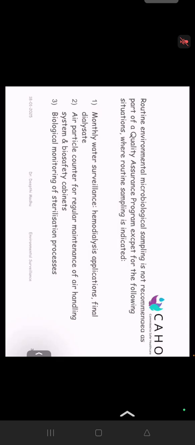Then biological monitoring of sterilization processes. This can include even your CSSD biological indicator, which is also part of the surveillance screening. So that would also come under routine environmental or routine microbiological sampling.